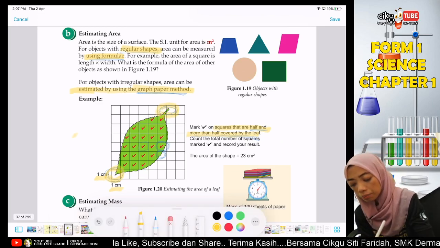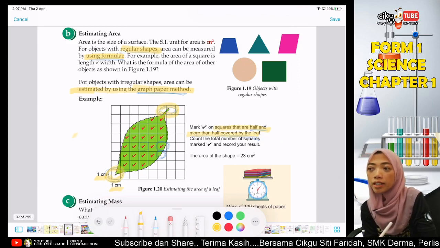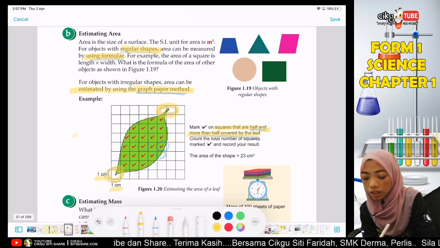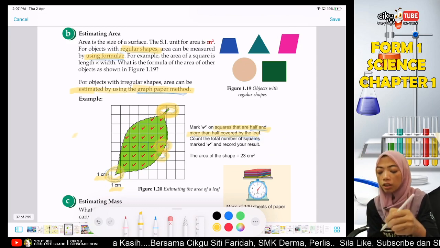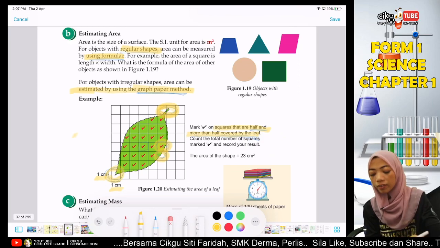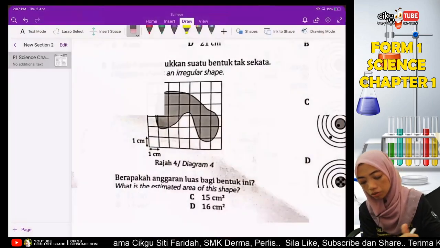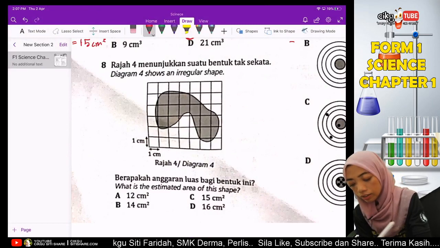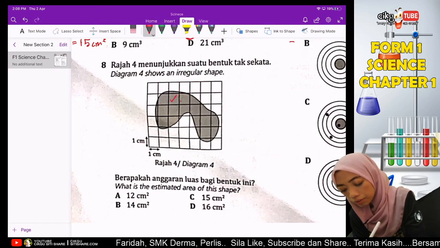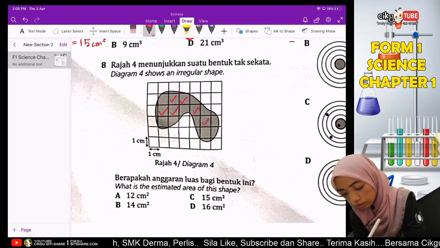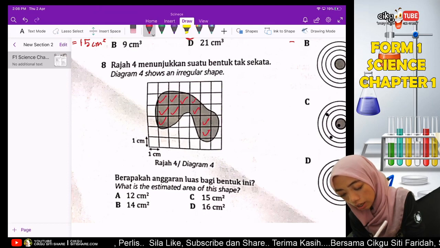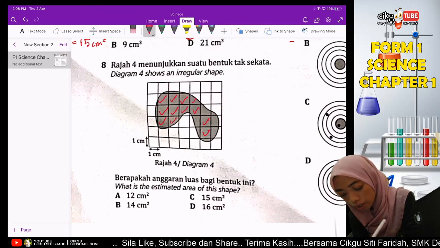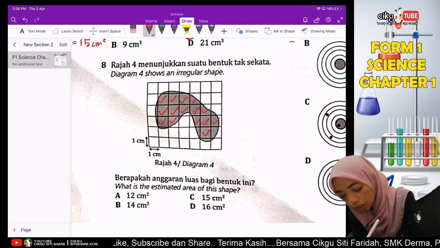This is an example of less than half covered, so we don't tick this area. This is more than half. This is less than half. We don't tick the less than half. We just count the fully covered and more than half covered. So for our question, we tick the fully covered first. Okay, this is more than half, more than half, more than half, half, half, half.